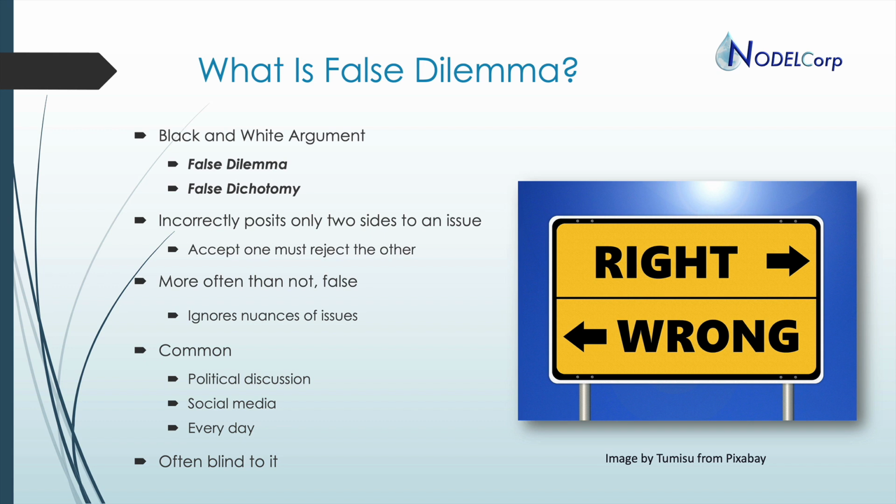Now, this is really common in political discourse, in social media, and we see it every day. I mean, this is the kind of thing that we do to each other. Either you go to the store with me, or you don't love me anymore. It's a false dilemma, because there may be reasons why I don't want to go to the store, or I can't go to the store with you today, but that doesn't mean I don't love you. But because it's so common, this is one where we can be particularly blind to it in practice. We don't see the nuances either.